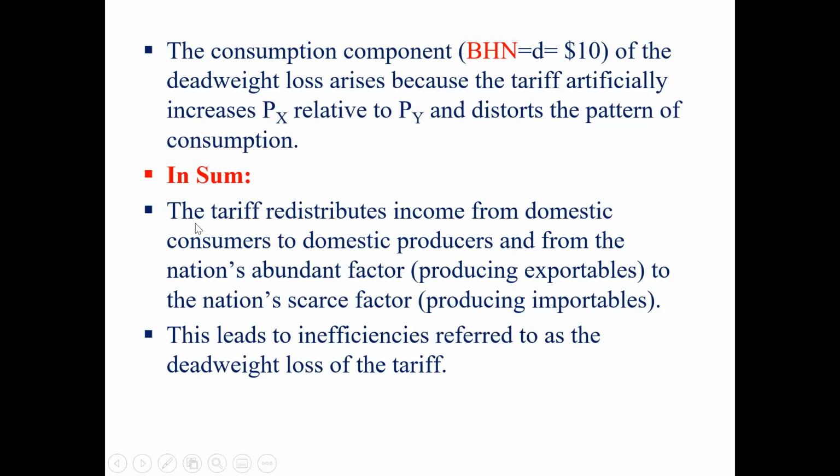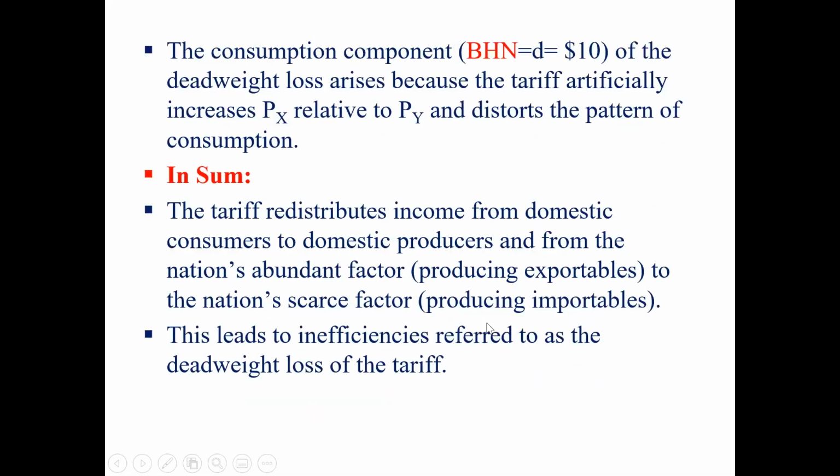In sum, the tariff redistributes income from the domestic consumer to the domestic producer and from the nation's abundant factor, which was producing the exportable, the commodity Y, to the nation's scarce factor, which is now producing the importable commodity, which is X. This leads to inefficiencies referred to as the deadweight loss of the tariff.